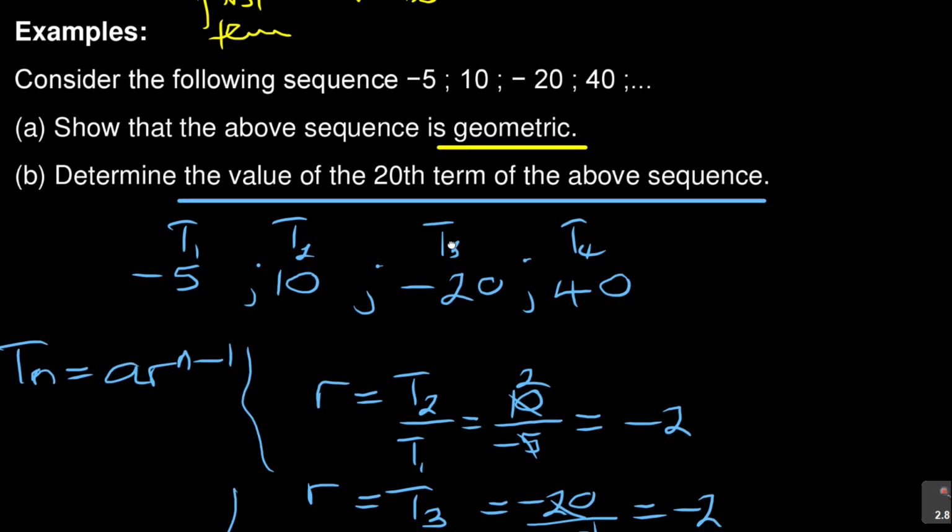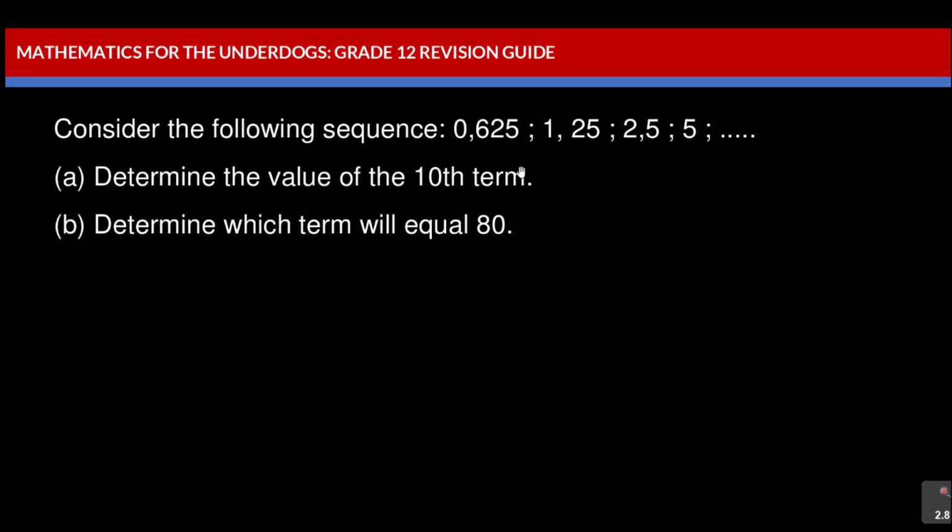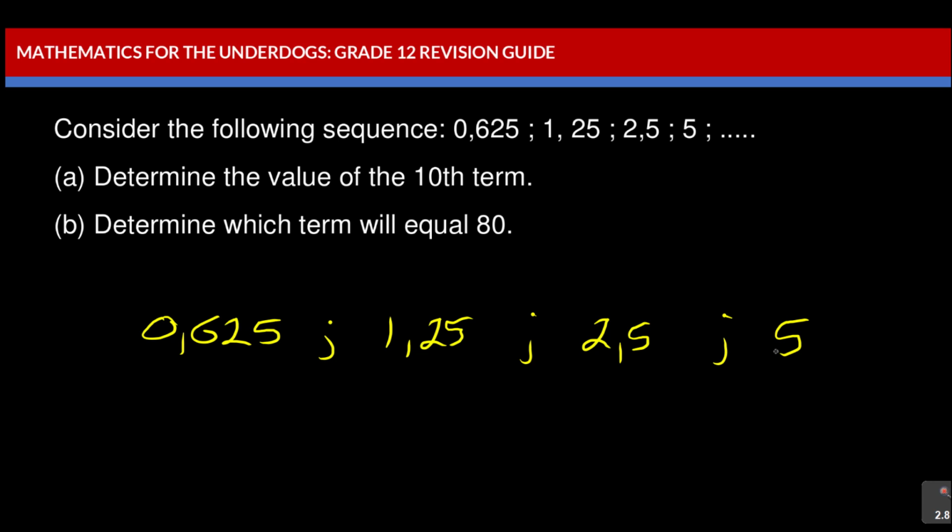This is geometric. Now let's try another one, and then see if ever it makes sense. All right. The other one here, this question says, consider the following sequence. Then they give us this sequence. What is this sequence? This sequence is 0,625, and then you have got 1,25, and then you have got 2,5, and then you have got 5. So what is this? Your T1, your T2, your T3, and your T4. Now determine the value of the 10th term.